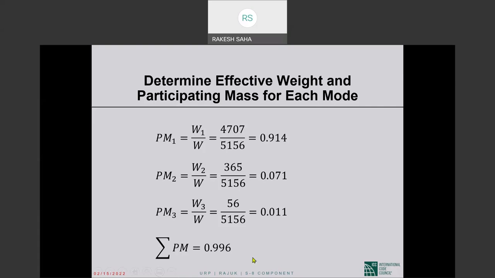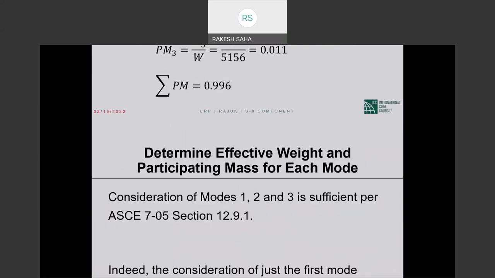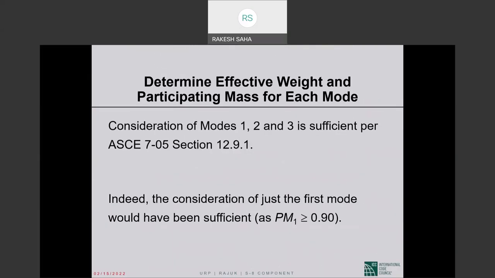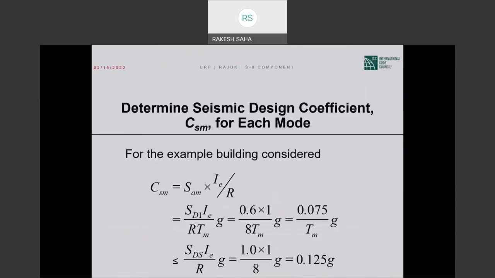Okay. So this participating mass in our case is 0.996. The first 3 modes capture 0.996. Obviously, it should be 1.0. That is a little bit of round off. We have nothing else, just the 3 modes. But importantly, the first mode accounts for 91.4% of the participating mass. So consideration of modes 1, 2, and 3 is sufficient. Indeed, the consideration of just the first mode would have been sufficient because the participating mass of the first mode is more than 90%.